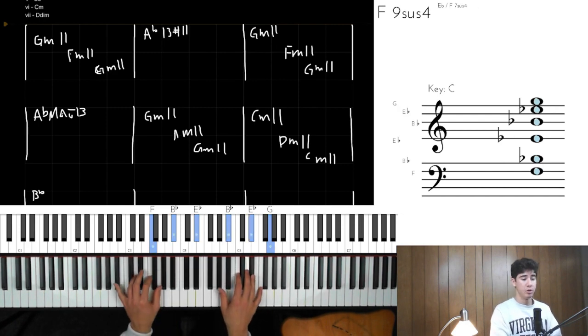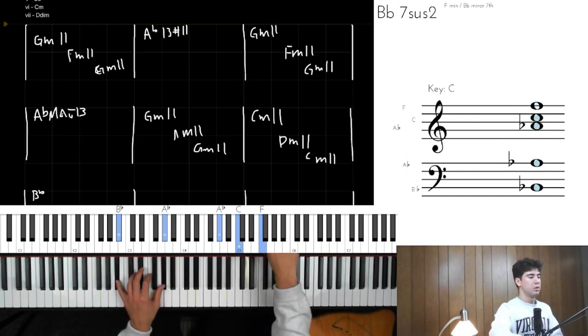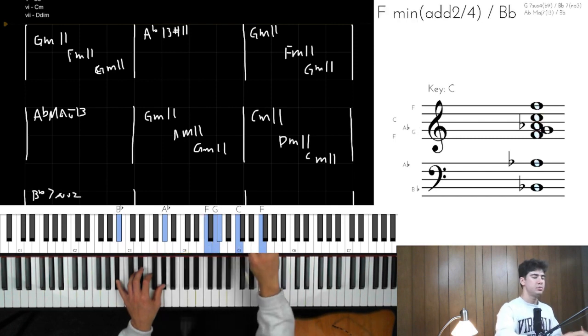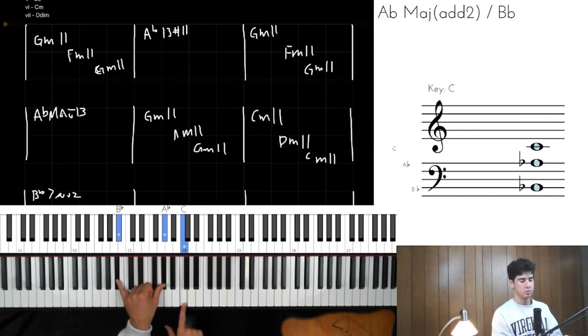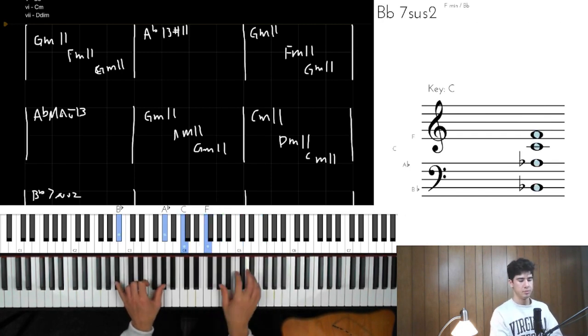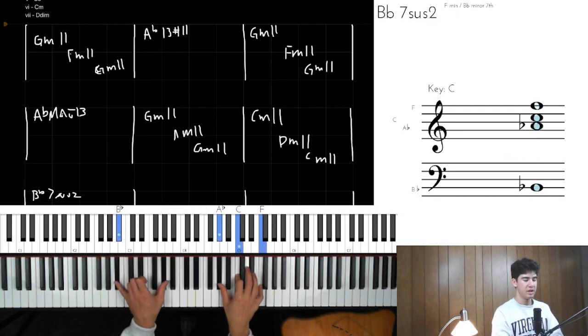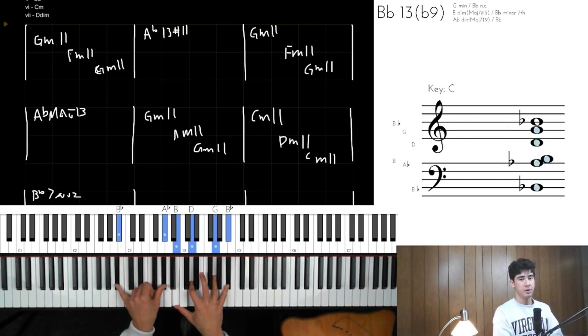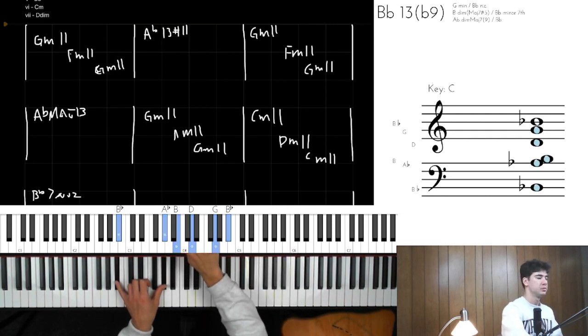Now we're going to move to our 5 chord. B flat 7 sus2. So that's a dominant 7. Sus2 is our C. Okay. So we have a root, 7, doubling the 7th. Suspension 2, 5th. Different voicing of the same dominant chord. B flat 13, flat 9. We're gonna write that in.